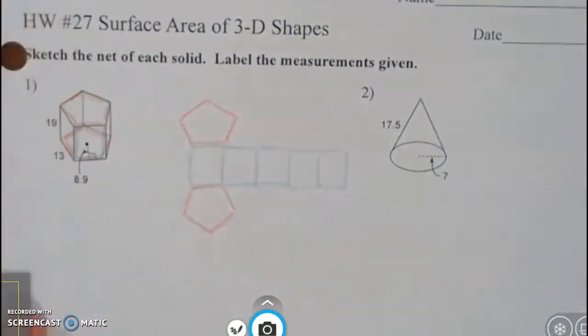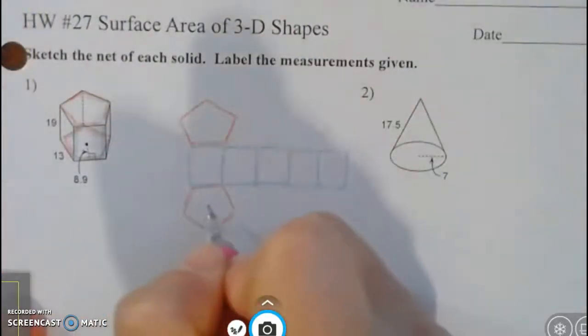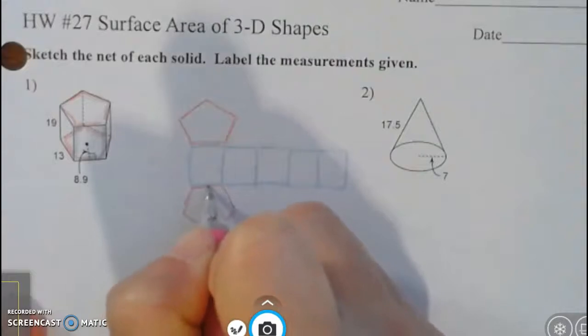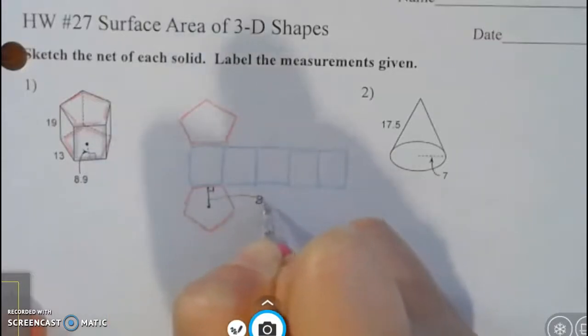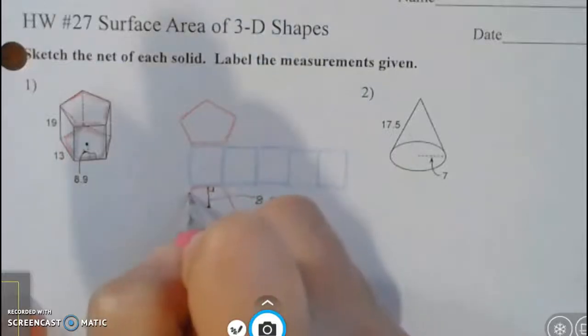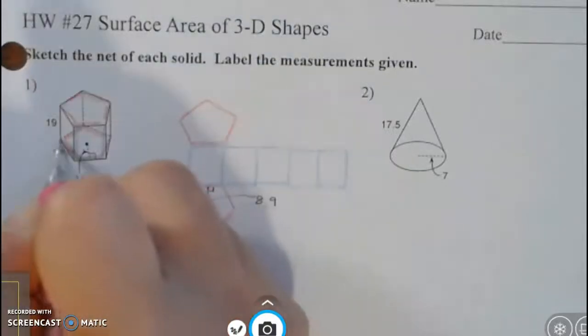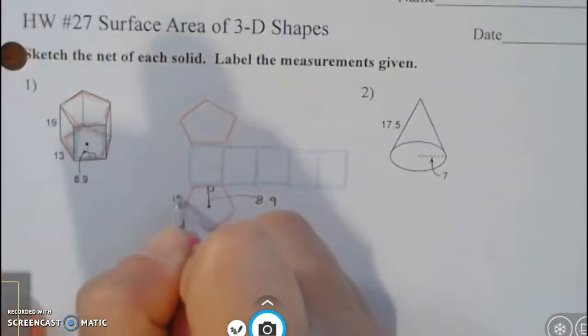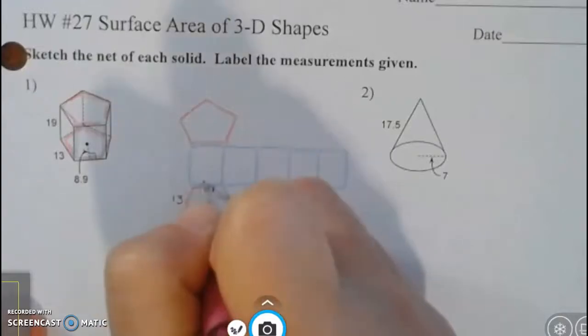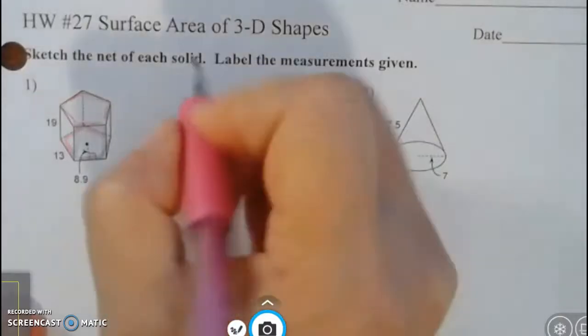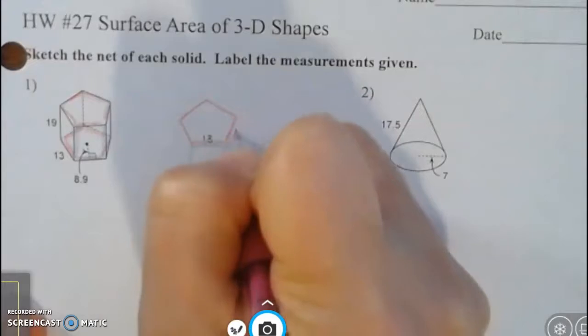What are the dimensions? Well, I know that the apothem's length, the perpendicular distance from the center to the side, is going to be 8.9. And I know that the side length is 13 here. That's 13, that's 13, that's 13. It's going to be 13 all the way around, which means this is also going to be 13, and likewise here.